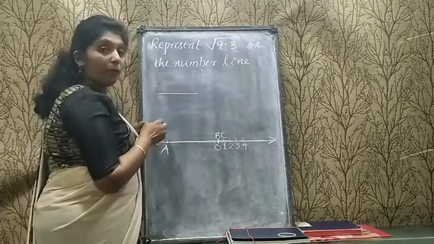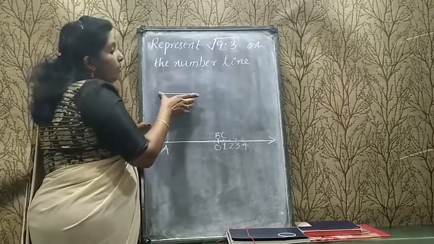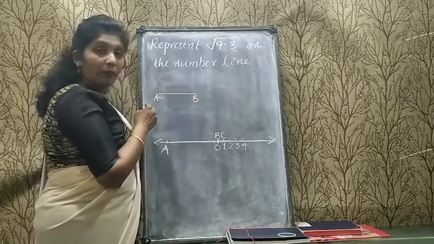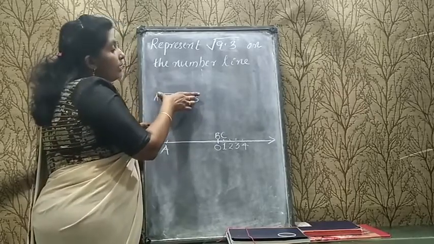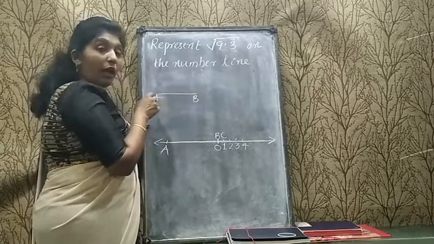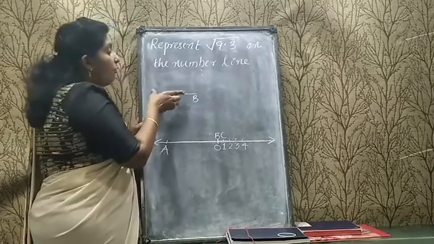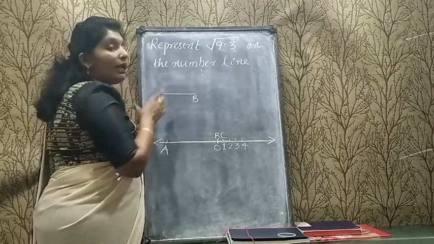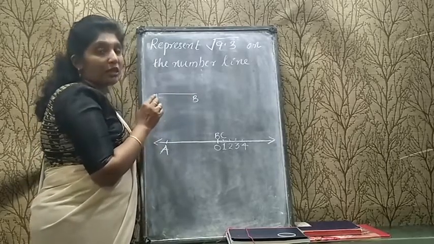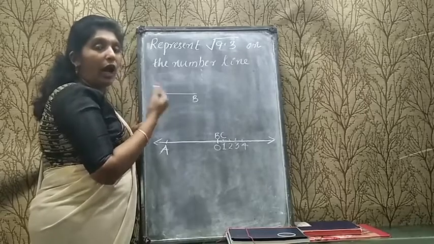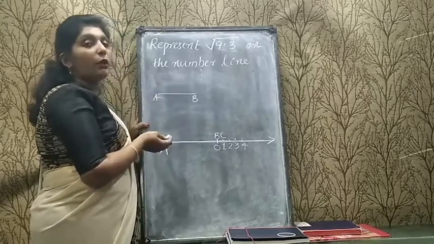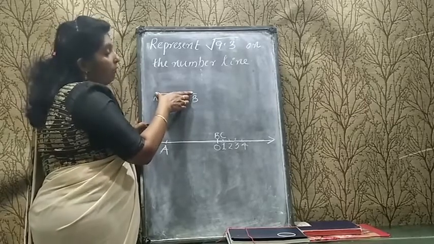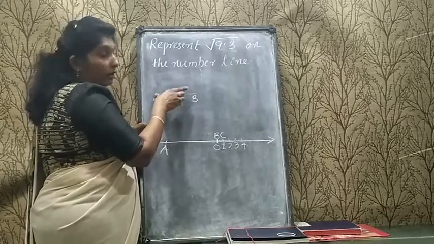If this is a line segment, suppose from here to here, you can mark it as AB. From here to here, this is the full distance. So what you have to do, you have to take more than half of the distance in your compass. For example, AB is 10 centimeter. Then half means 5. More than 5 centimeter you have to take in your compass. So here more than half of AB I took in the compass.